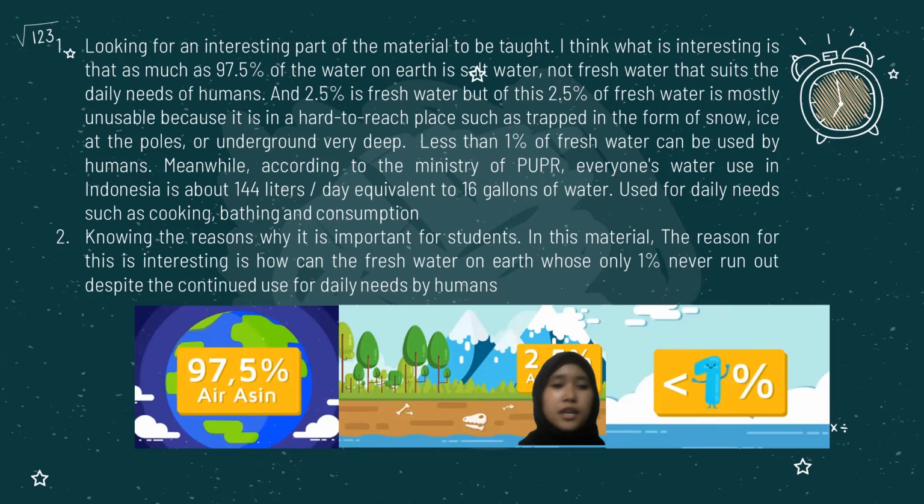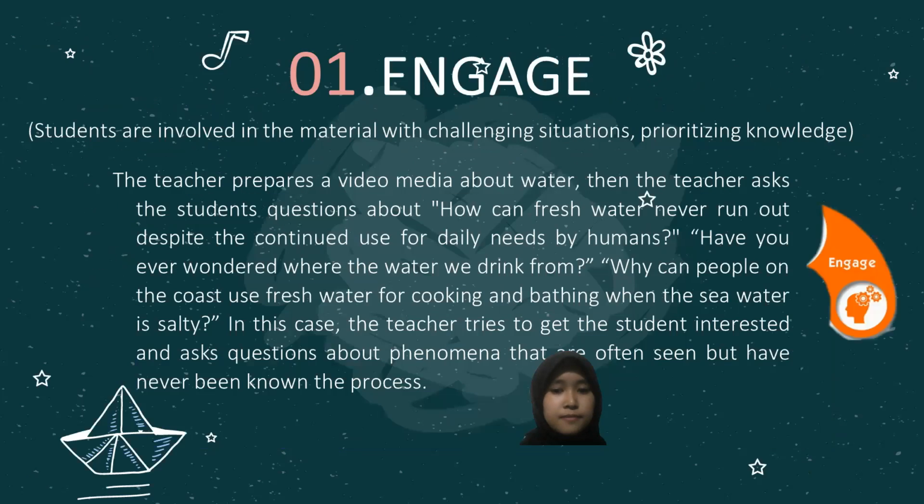The second, knowing the reason why it is important for students in this material. The reason this is interesting is how can the fresh water on the earth, which is only 1%, never run out despite the continued use for daily needs by humans? Now we go to the 5 steps of 5E.